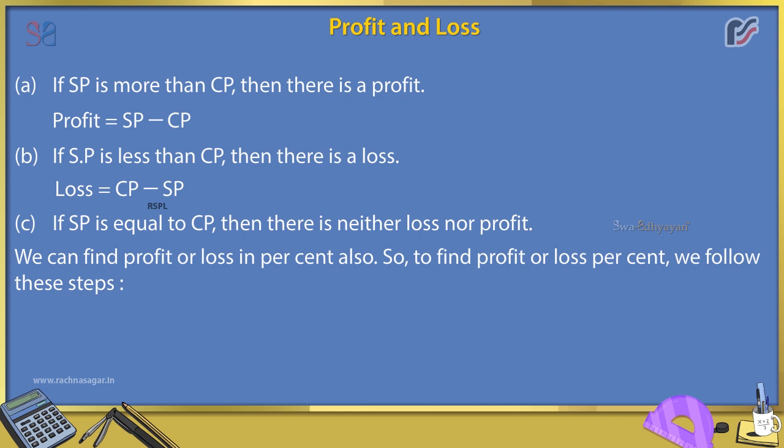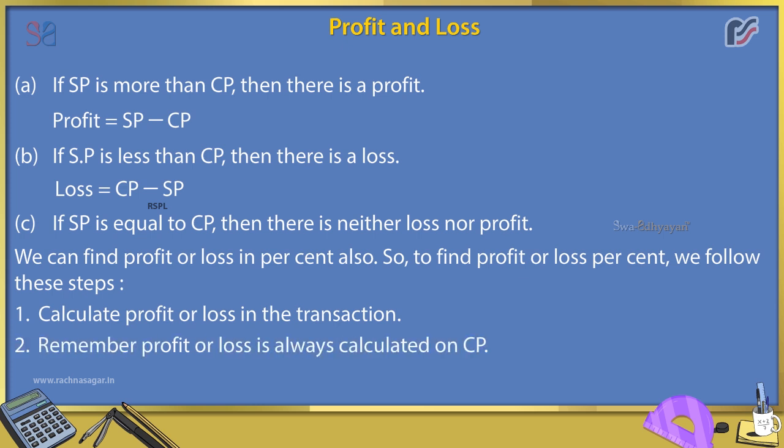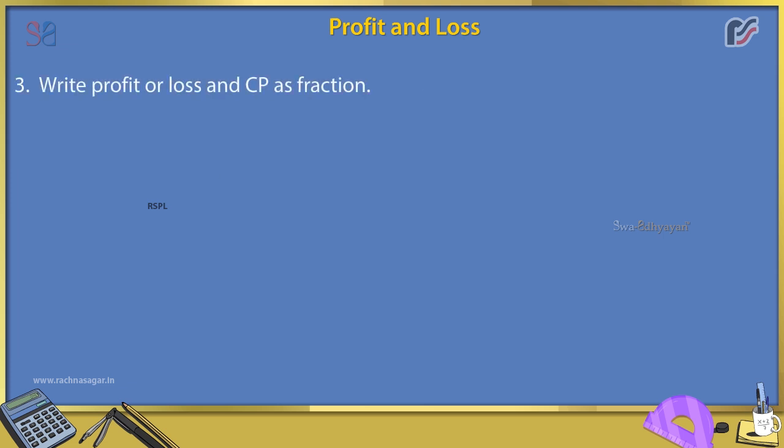We can find profit or loss in percent also. So, to find profit or loss percent, we follow these steps. 1. Calculate profit or loss in the transaction. 2. Remember, profit or loss is always calculated on CP. 3. Write profit or loss and CP as a fraction. 4. Multiply with 100 and write percent along with it.